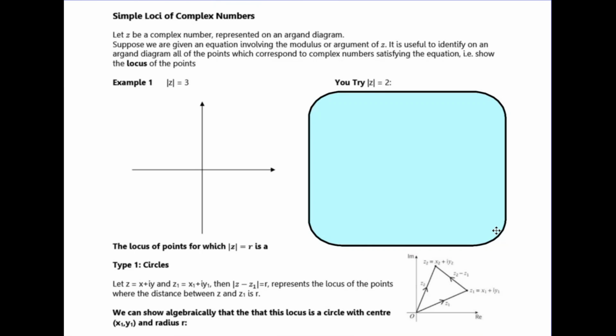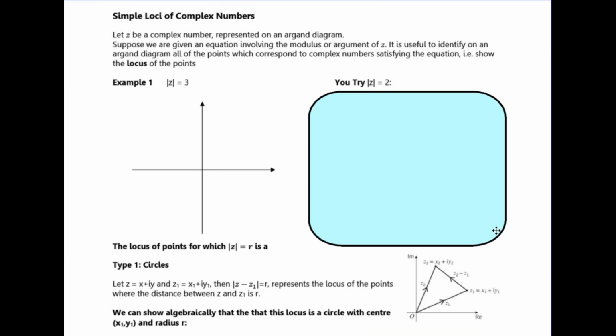There are 3 types of loci that you need to know about for complex numbers. You need to know about circles, which is the first type we're going to look at, perpendicular bisectors, and half lines. To recognize that something is represented by a circle in complex numbers, it will have this form here where it's modulus of z equals some constant. So this is saying it wants all of the complex numbers that have a modulus of 3.